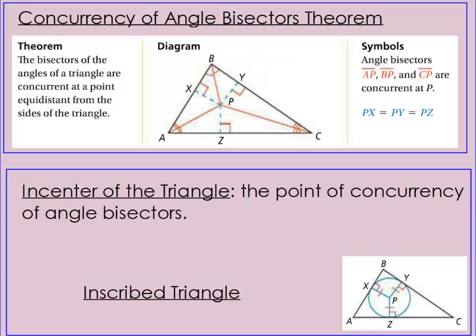All right. Concurrency of angle bisectors theorem. So this is the other thing, the angle bisectors. Okay, we talked about the perpendicular bisectors, the midpoints. Angle bisectors is different. So the bisectors of every angle in a triangle, any triangle, are concurrent at a point that's equidistant from the sides. So we draw the bisectors for A, B, and C here. They're going to be concurrent at a point right here at P. And then what we can say is the length from P to X, P to Y, and P to Z, or just the length from that point to each of the sides, is going to be equal.